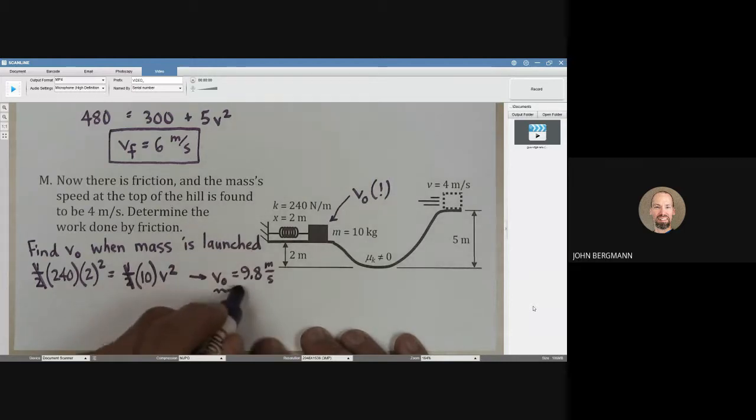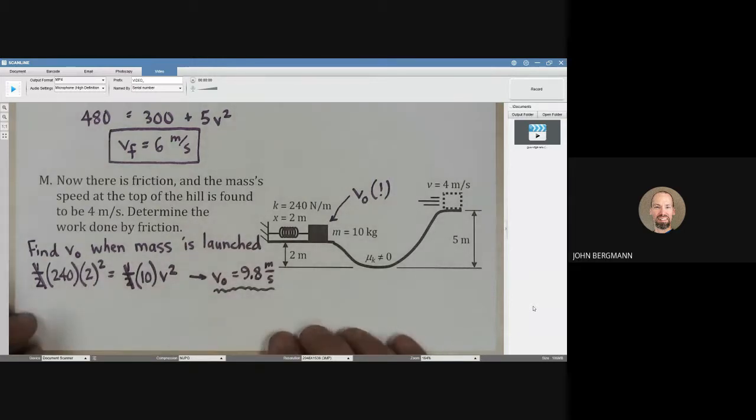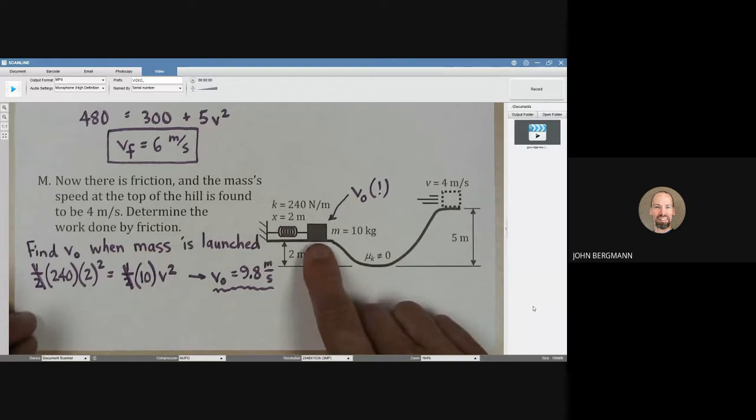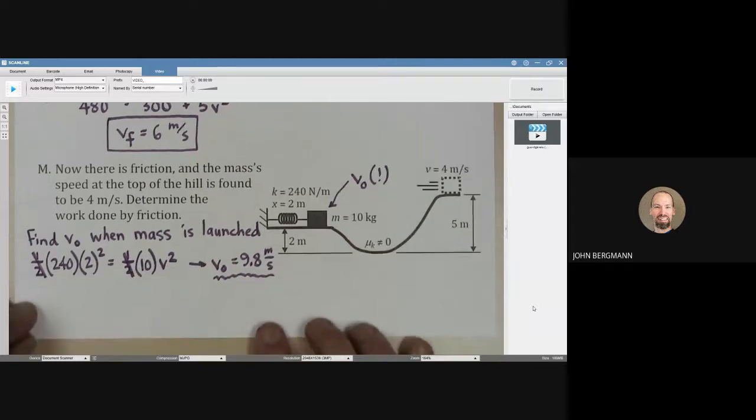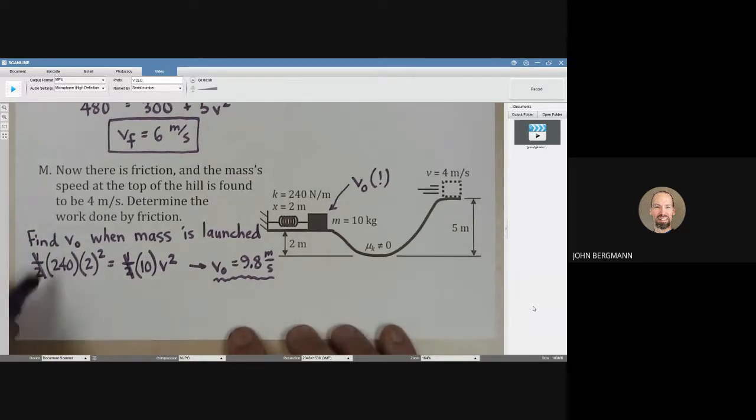All right, now that's not a final answer. That's just the speed that this mass has when it starts to go down the ramp here and then back up the hill. So at this point, now we're going to use the work energy theorem. We're going to say the net work done is equal to the change in kinetic energy.